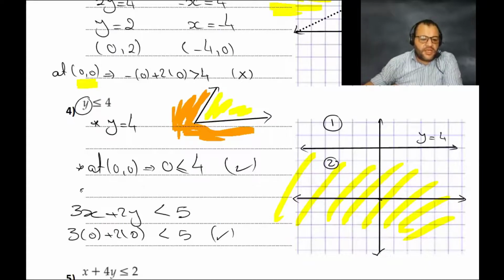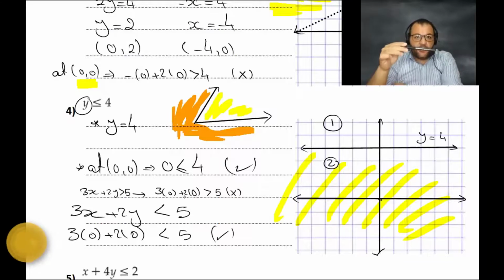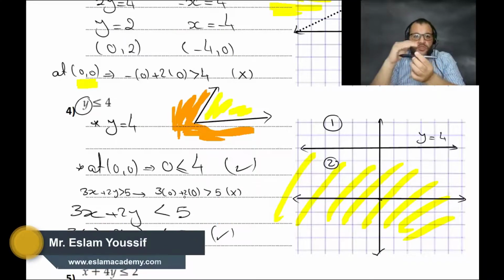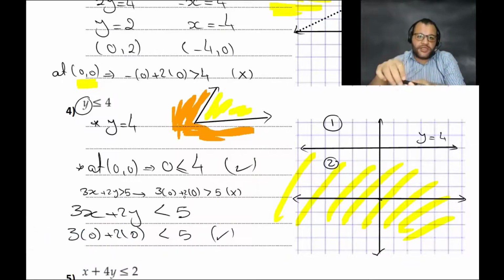What if I say 3x plus 2y is greater than 5? When you substitute 0 and 0, it means 3 times 0 plus 2 times 0 is more than 5. Is it right? No. It means the part which doesn't contain the point 0 and 0 will be the solution. Any line you draw divides the plane into two parts: a part that contains 0 and 0, and a part that doesn't. If the inequality is right at 0 and 0, shade the part which contains 0 and 0. If it is wrong at 0 and 0, shade the other part.